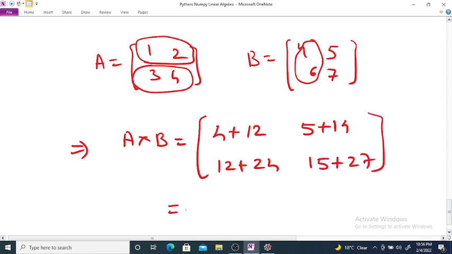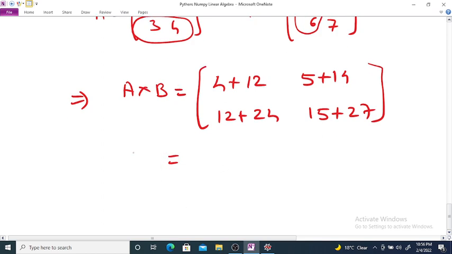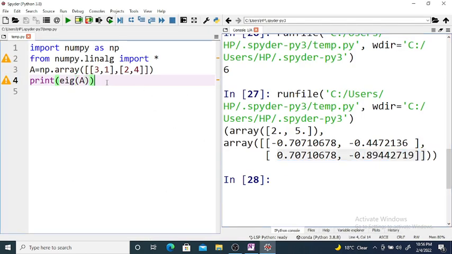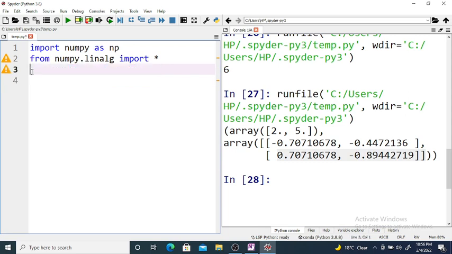So if we add this, 4 plus 12 is equal to 16. Then 5 plus 14 is 19, 12 plus 24 is 36, and the last one is 28 plus 15, which is 43. So this is the multiplication of the matrices. Now in NumPy you can also evaluate the multiplication of matrices.